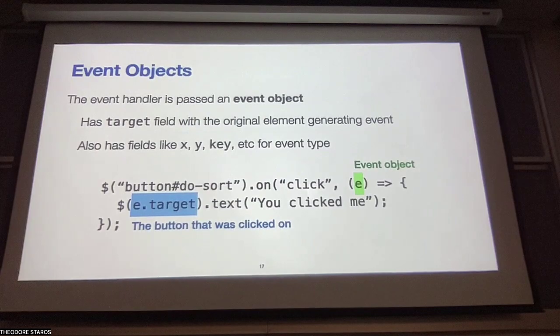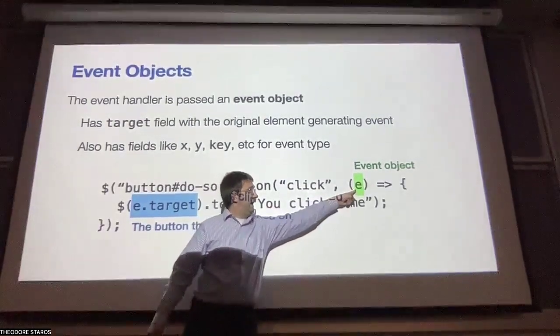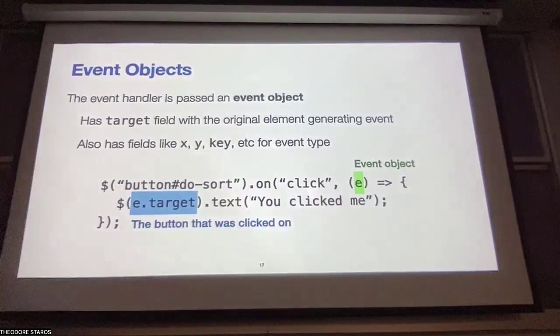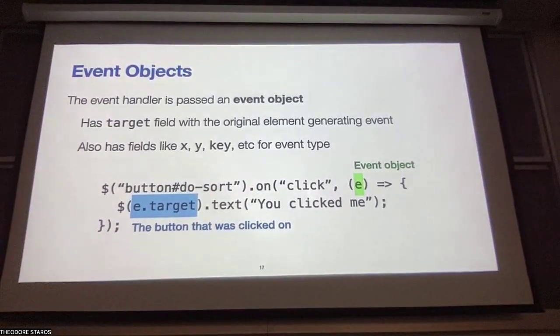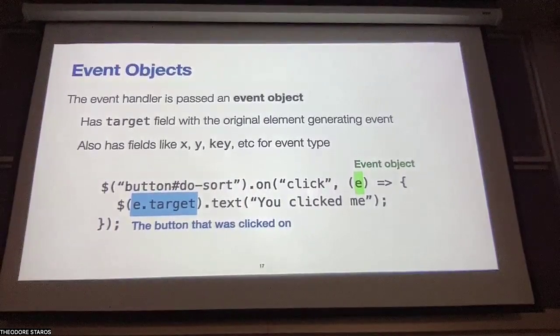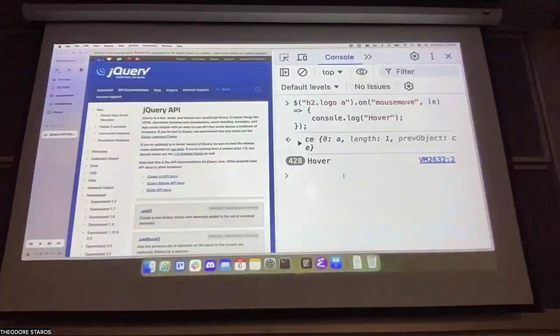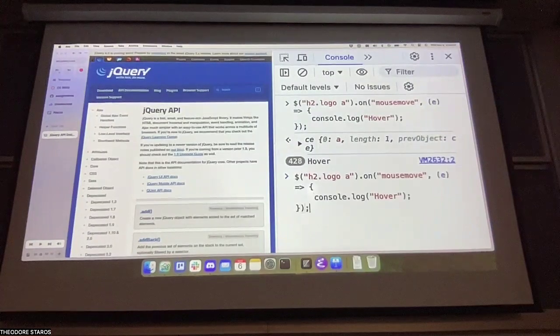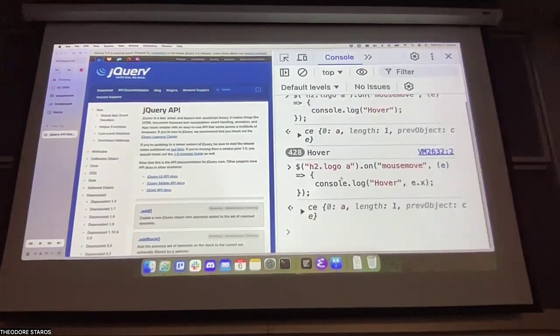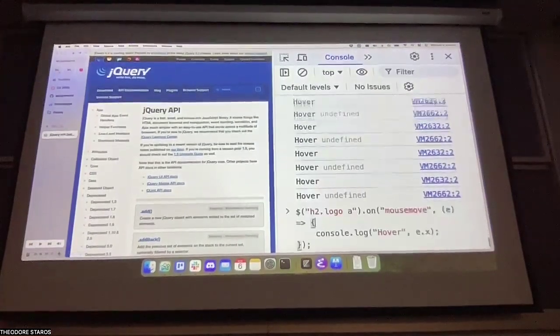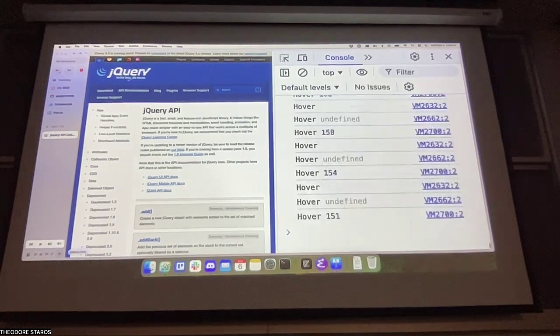A little more detail on these event handlers. You might have noticed that the event handler is passed an argument, usually called e. We call this the event object. There's a bunch of possible things in the event object. For example, that mouse move object has x and y fields. We can actually maybe print them. Let's do that. So now as I hover, like that. There you go.